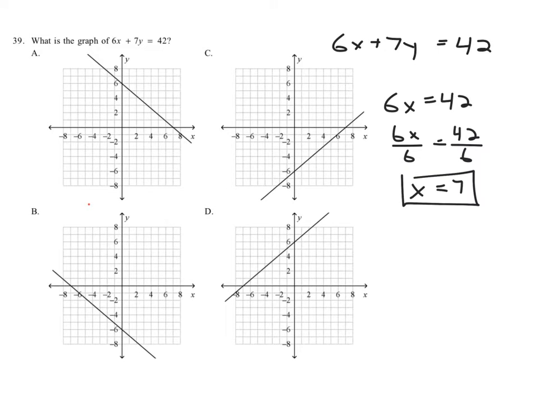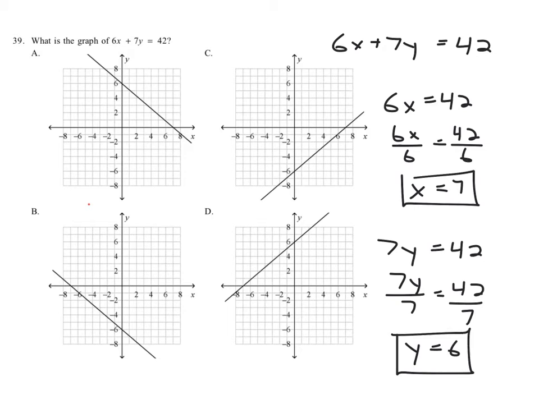And if we did it again, what about where it crosses the y-axis? Well, when it's crossing the y-axis, it's going to have an x value of 0, and 6 times 0 goes away, and we have a simplified equation of 7y equals 42. Dividing both sides by 7, we get y equals 6, meaning we're going to cross the y-axis at 6. So let's plot those two points. Crossing the x-axis at 7, that's there. And crossing the y-axis at 6, that's there.